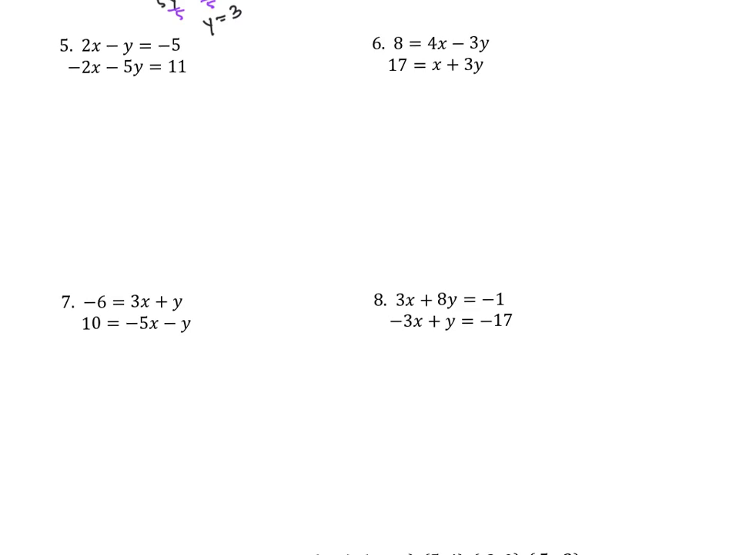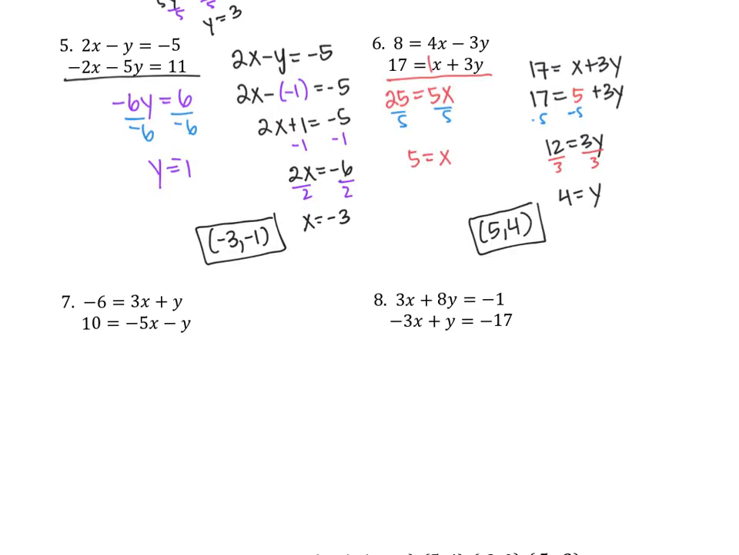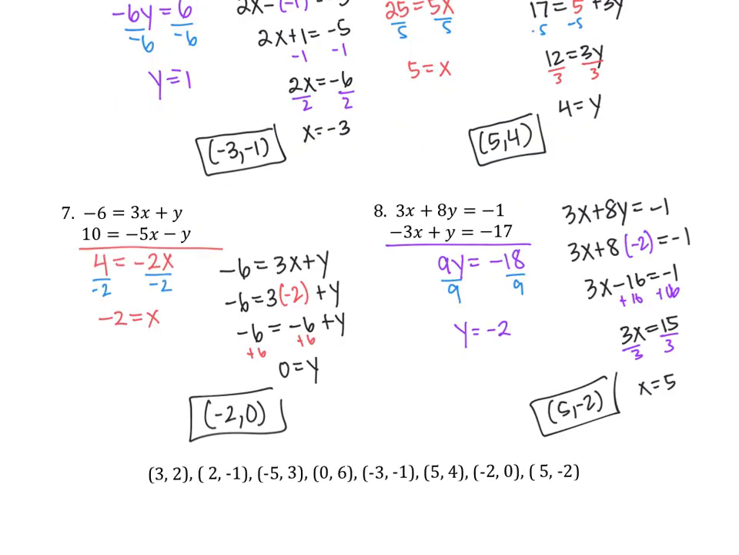I'm going to move to 5, 6, 7, 8. For number 5, negative 3 comma negative 1. For number 6, 5 comma 4. Go ahead and check your last couple of answers. Number 7 is negative 2 comma 0. Number 8 is 5 comma negative 2.